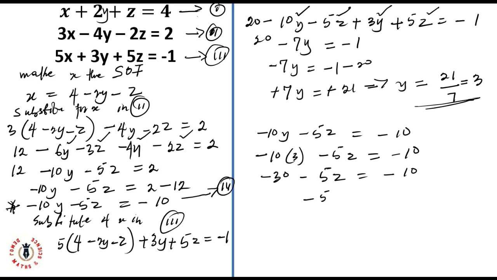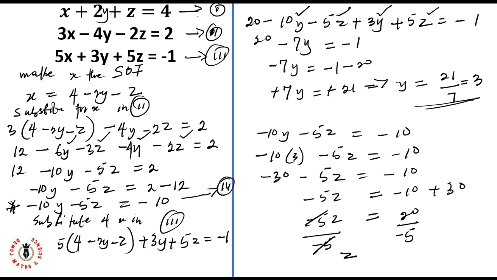Minus 5z obviously is the same thing as minus 10 plus 30. So minus 5z will be the same thing as 20. Minus 10 plus 30 is 20. I will divide both sides by minus 5. Divide this side also by what? Minus 5. Obviously, this tells me that my z is equal to minus 4.